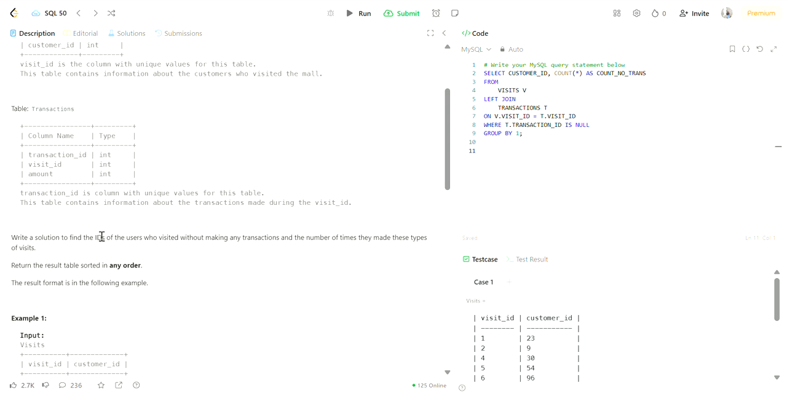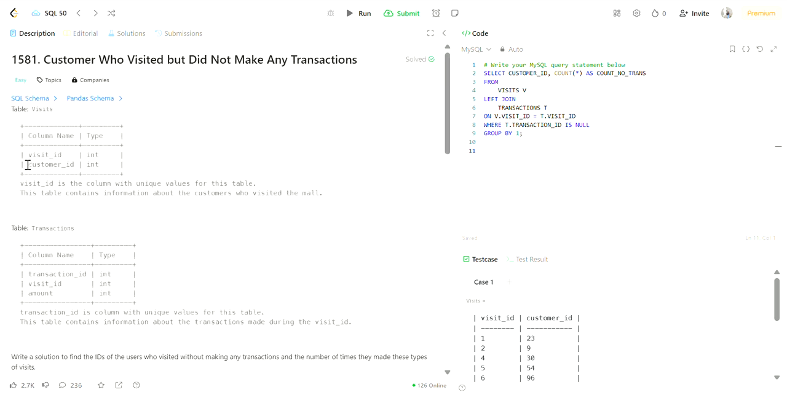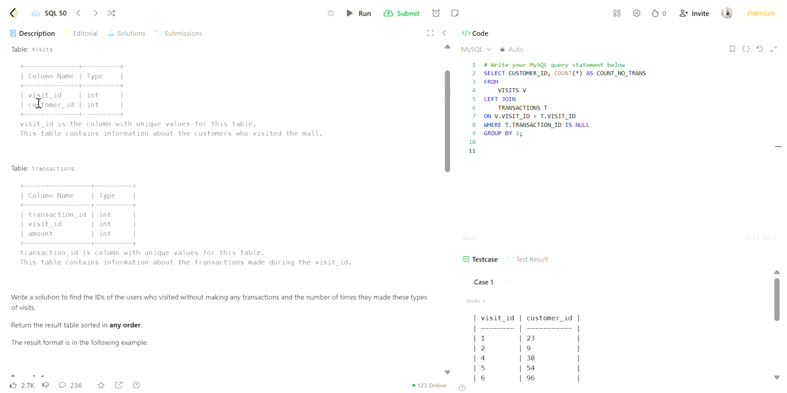Write a solution to find the IDs of the users who visited without making any transactions and the number of times they made these types of visits. So for each visit ID, there is a customer ID. So every customer will have multiple visits ID.